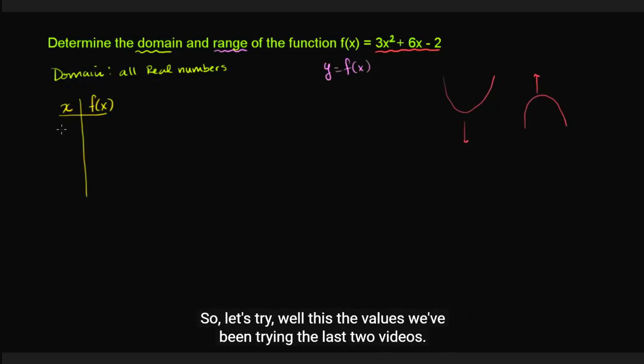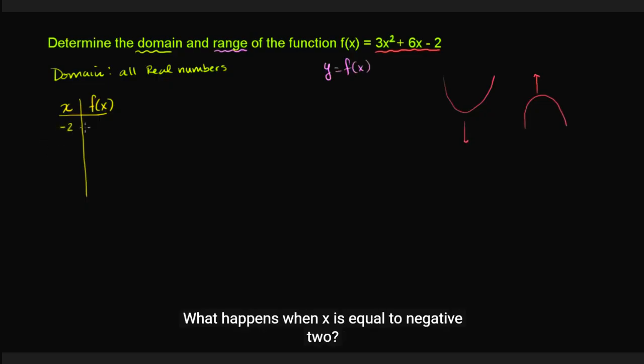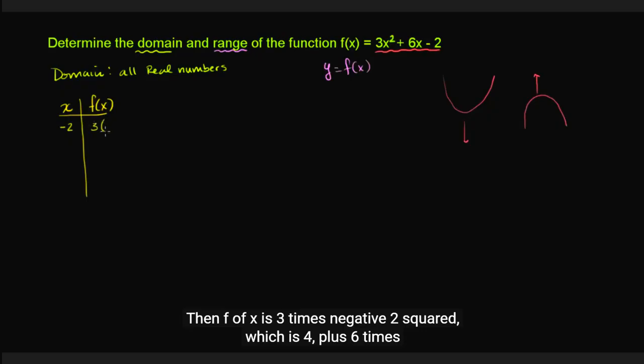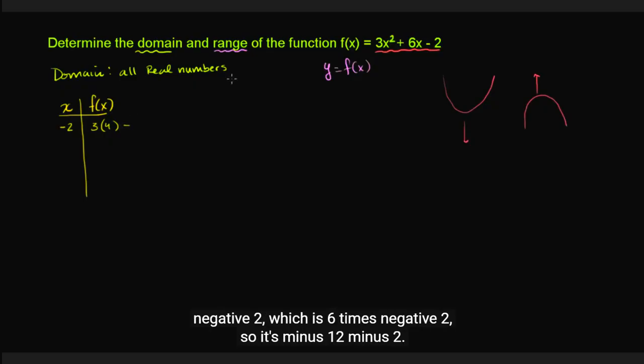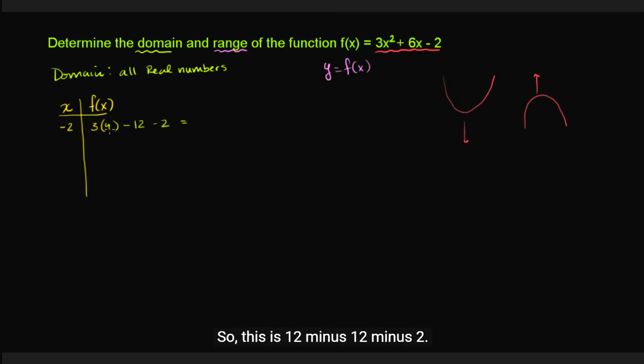Let's try the values we've been trying in the last few videos. What happens when x is equal to negative 2? Then f of x is 3 times negative 2 squared, which is 4, plus 6 times negative 2, which is minus 12, minus 2. So this is 12 minus 12 minus 2, so it's equal to negative 2.